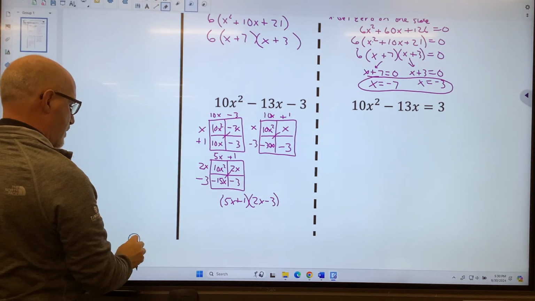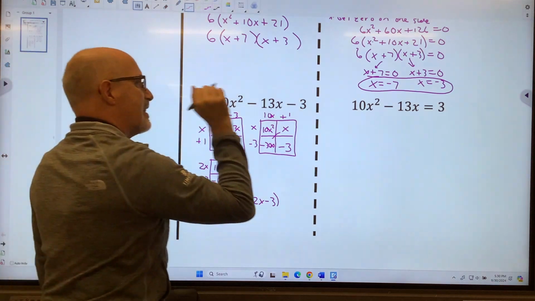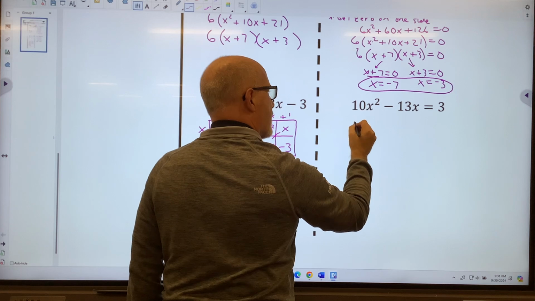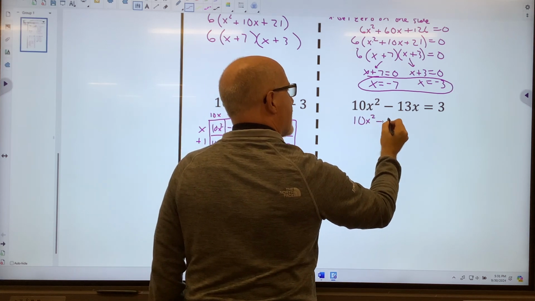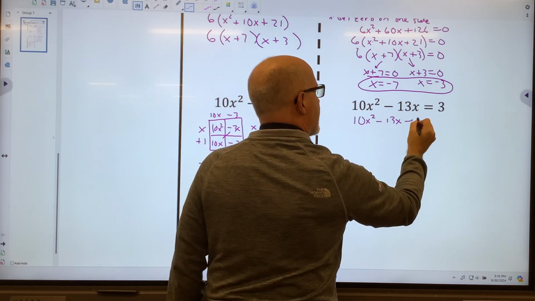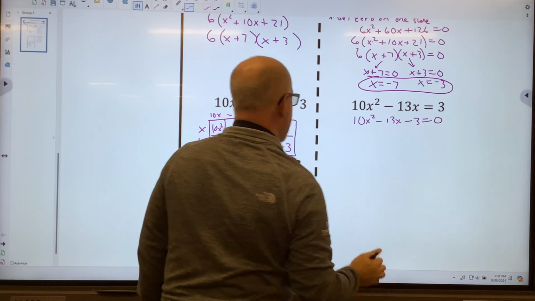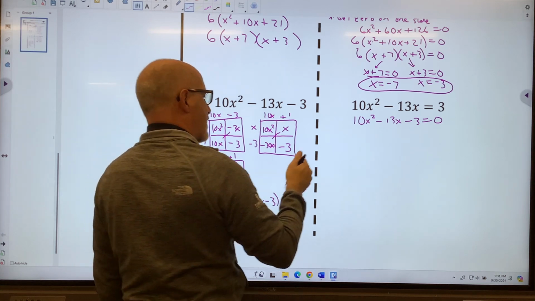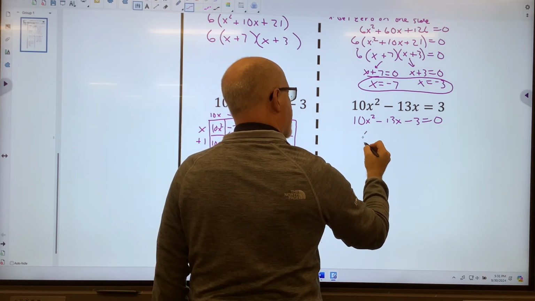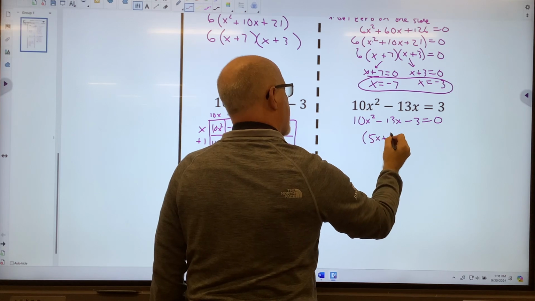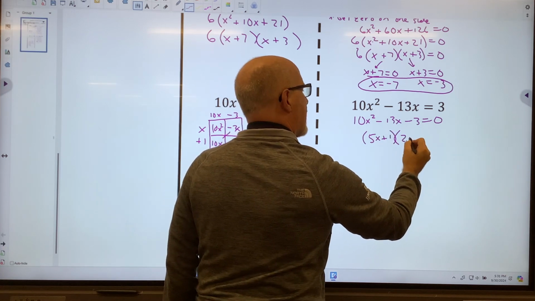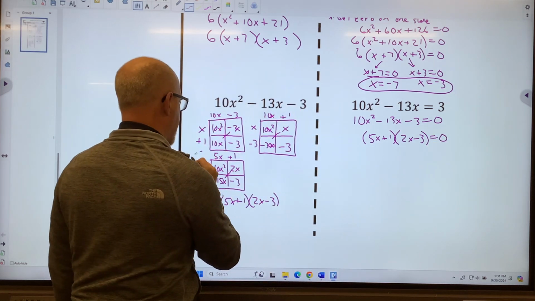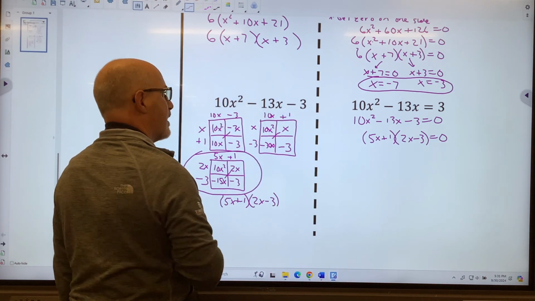All right, now we're going to do the next one where we're solving. This one we're going to come up with answers to it. So I'm going to first of all get 0 on one side. That's by subtracting 3 from both sides. Now I've done this factorization here, I've got my factorization for it as 5x plus 1 and 2x minus 3. Okay, and that's the box method I used over here. That's the one that works.